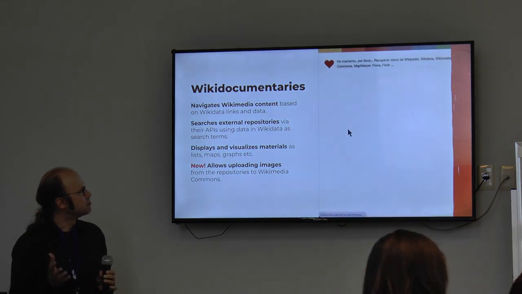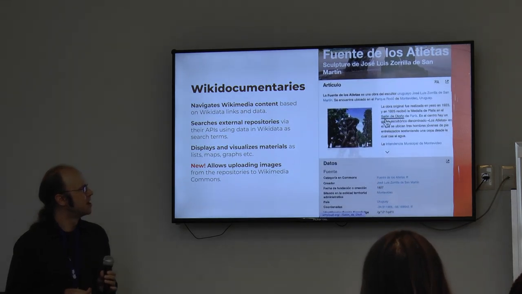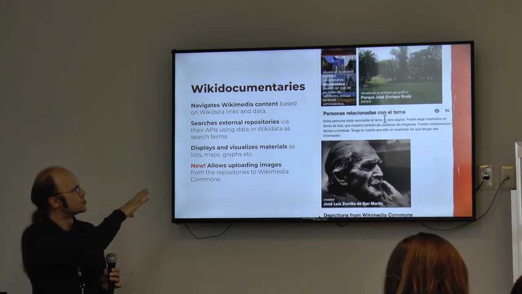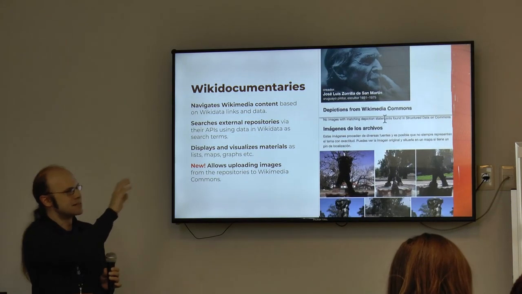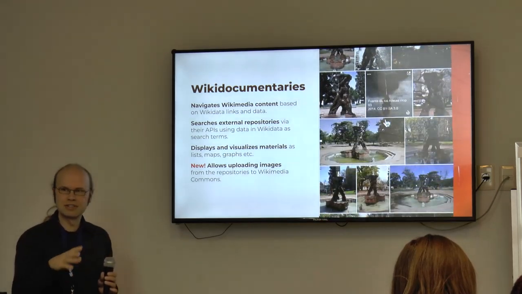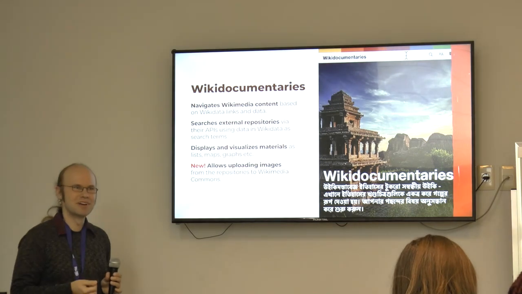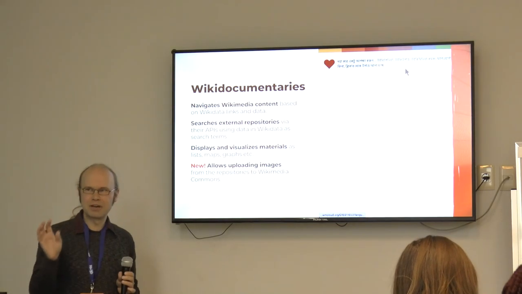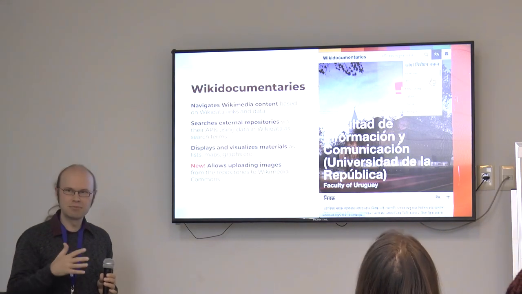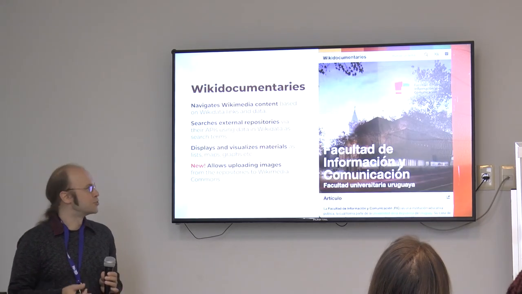And then we can display and visualize these materials, with maps and lots of photos. So for instance, what has been text links on Wikidata.org, if we can find an image about this, for instance, the city where this faculty is located, so that we have a picture of the city instead of just the word, trying to make it more engaging and also easier to use.